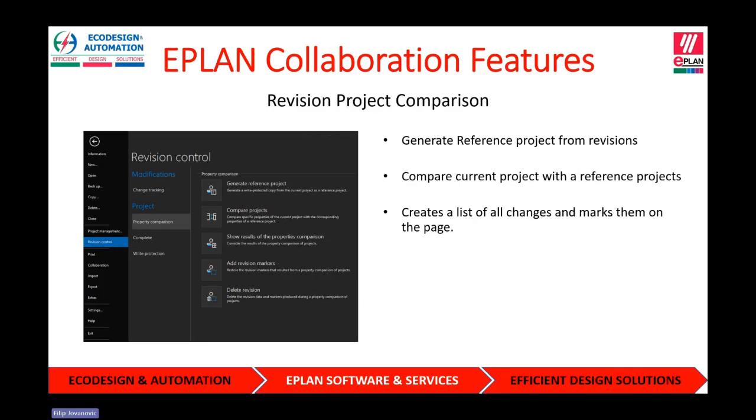The other type of revision control is through a reference project. So EPLAN allows us to generate reference projects. And once you've generated a reference project, you can make changes to it. And then you can do a comparison. And when you do the comparison, it will make a list as well as graphical markers showing you the differences between your current project versus the reference project.